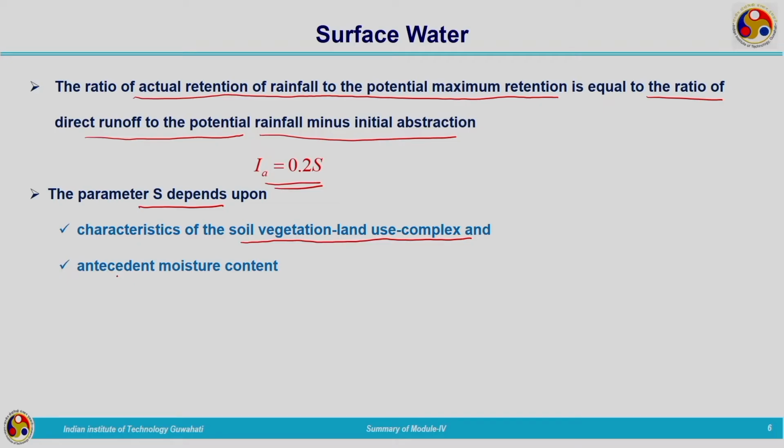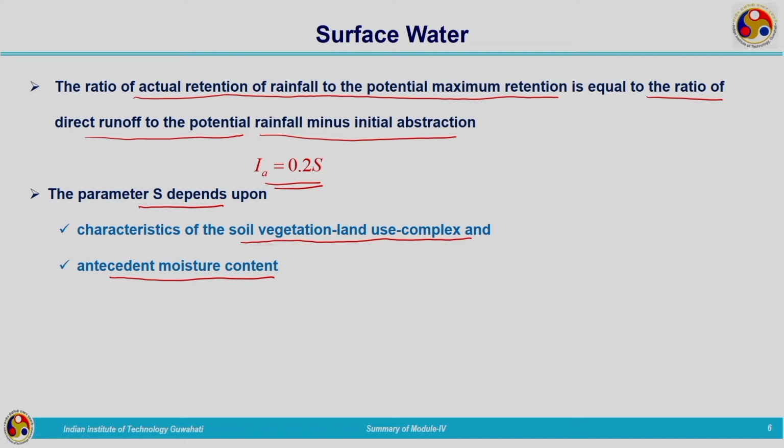That is, it has got influence of soil, vegetation and also land use. What is the kind of soil group, what is the type of vegetation and what kind of land use, whether it is a forest area, whether it is a residential area, urbanized area. So, that way this potential retention depends on all these factors. In addition to that, it is depending on the antecedent moisture content also.